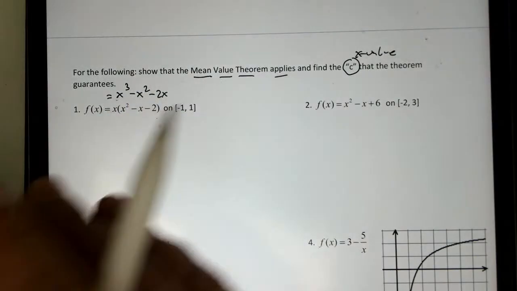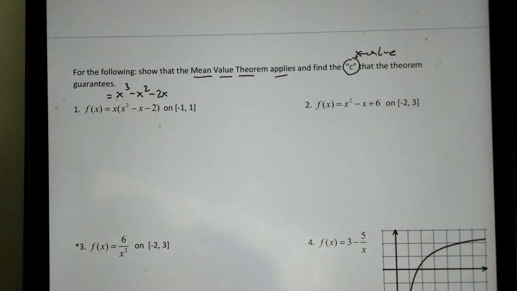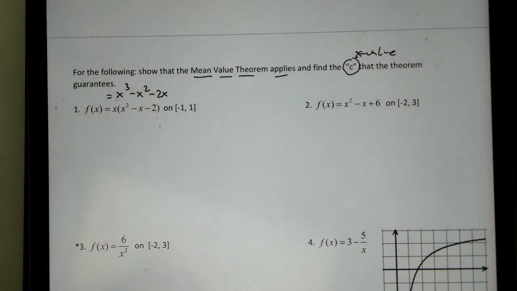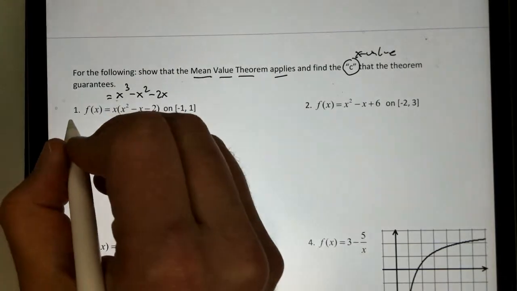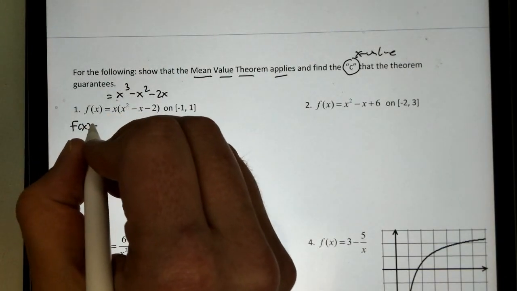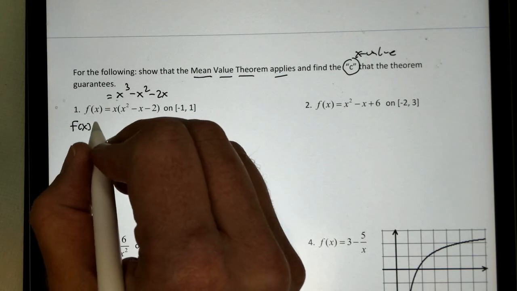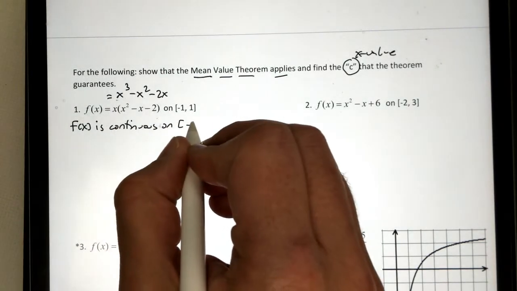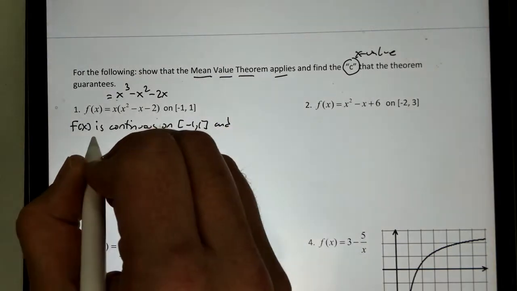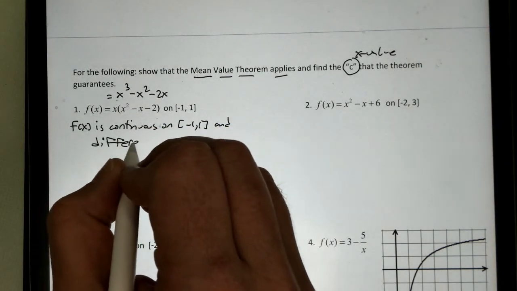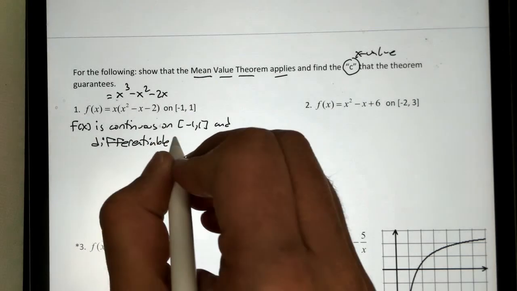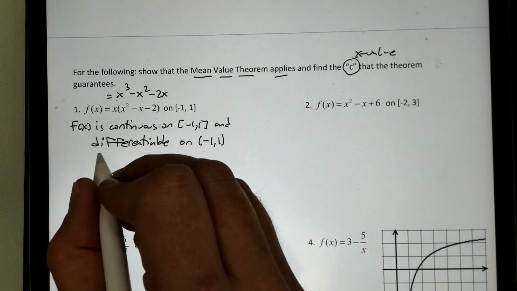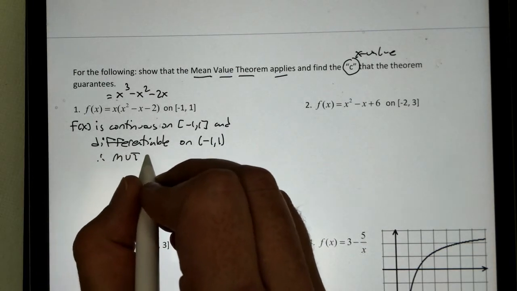So the first thing I want to make sure is that the mean value theorem can be applied. And I ask myself, is this a continuous function on our domain? Yes. Is it differentiable on our domain? Yes. So I'm going to say f of x is continuous, don't abbreviate, on the domain -1 to 1, and differentiable on the open interval -1 to 1. Again, open, and therefore we're going to say MVT applies.